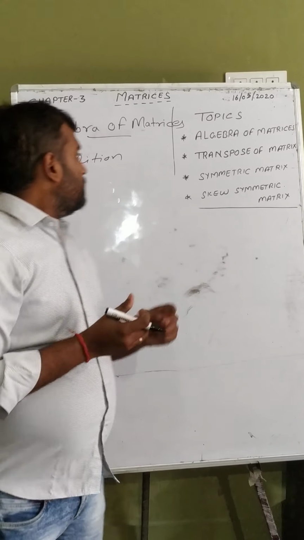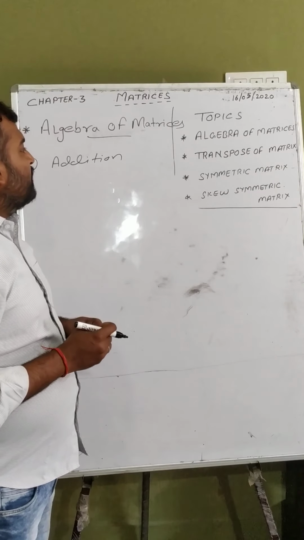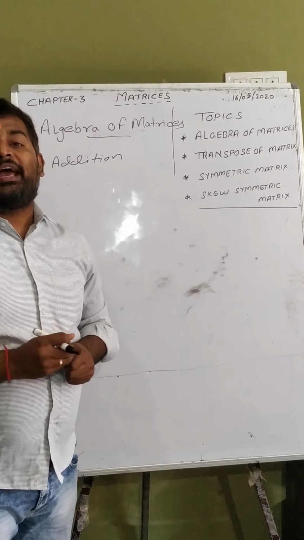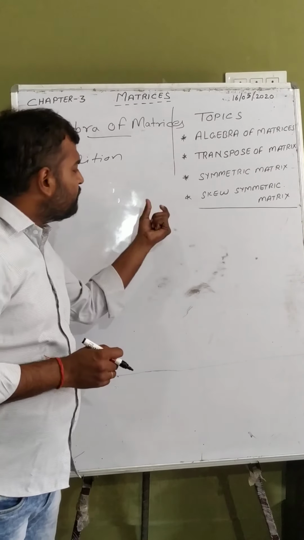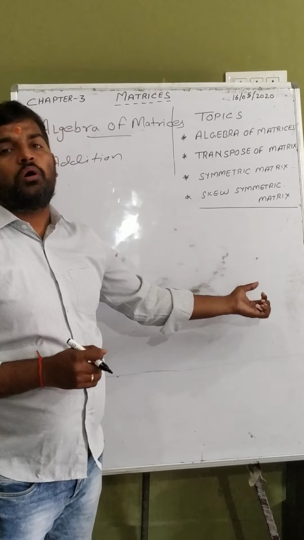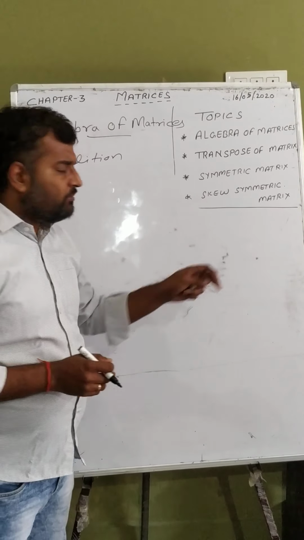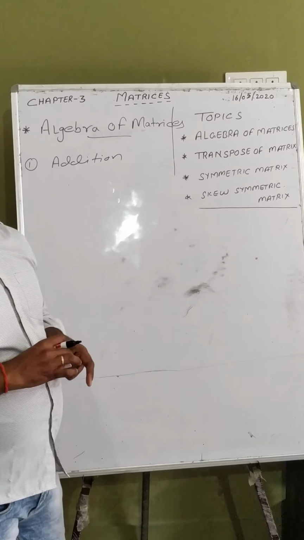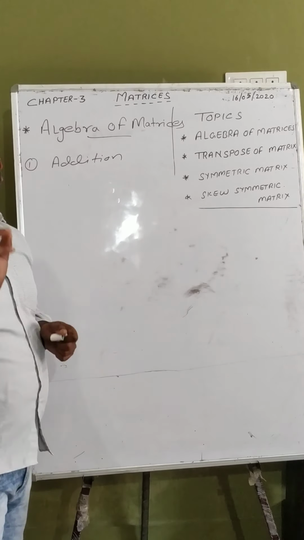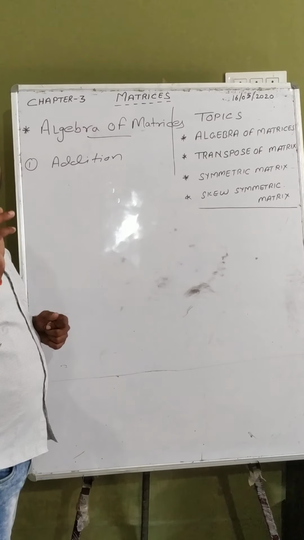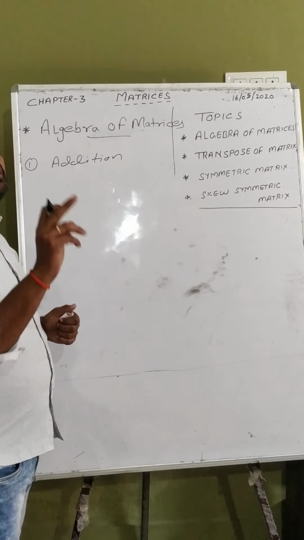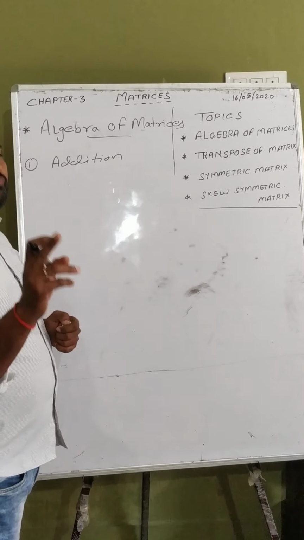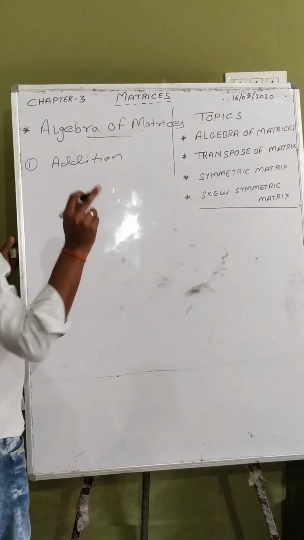There is a certain criteria when two matrices can be added. There was a certain criteria also in the case of equality of matrices. Similarly, there is a certain criteria when two matrices can be added. The two matrices can be added only if their orders are same.